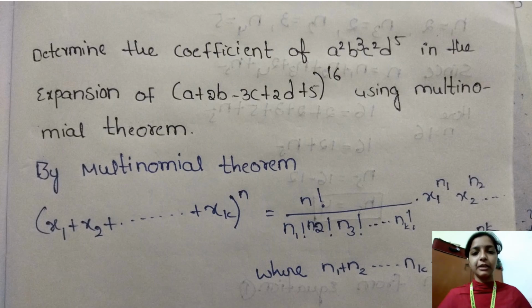Here our question is to determine the coefficient of a square b cube c square d power 5 in the expansion of (a + 2b - 3c + 2d + 5) power 16 using the multinomial theorem. By the multinomial theorem, we have one formula. The formula is (x1 + x2 + and so on xk) whole power n equals n factorial by n1 factorial, n2 factorial, n3 factorial and so on nk factorial, times x1 power n1, x2 power n2 and so on xk power nk, where n1 + n2 and so on nk equals n. n is the sum of all these.